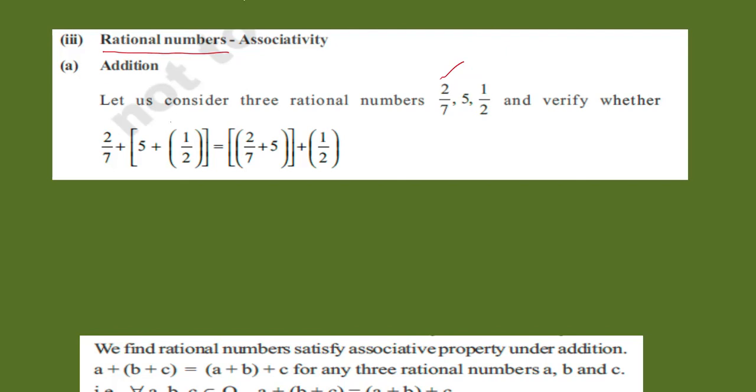Here, to check the associative property in rational numbers, we have taken 2 by 7 as the first rational number, 5 as the second rational number, and 1 by 2 as the third rational number. Already we know the associative property. In the first instance, we take the second and third ones in the bracket: 5 plus 1 by 2. After that, we add the sum of these two numbers to the first one.